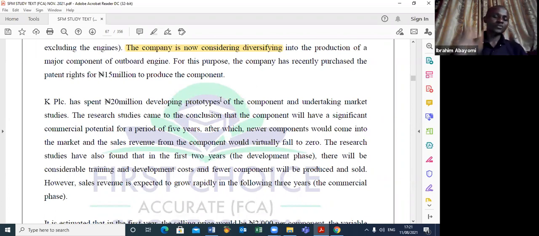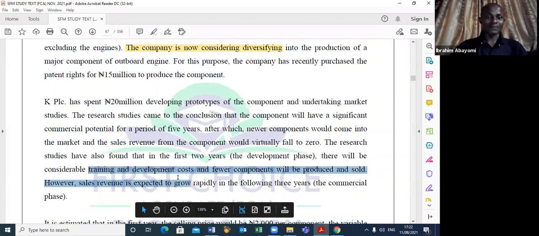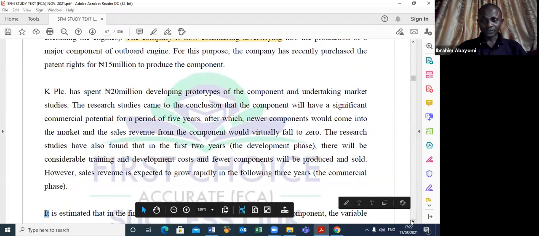So for the purpose of clarity, when you discover an irrelevant cash flow in your question, please just cross it out so that you know that you are no longer going to consider that cash flow. It's better that way. And we're told that the project will go for 5 years. And there's going to be training and development for the first 2 years.